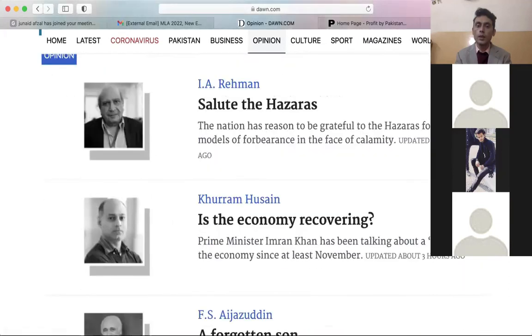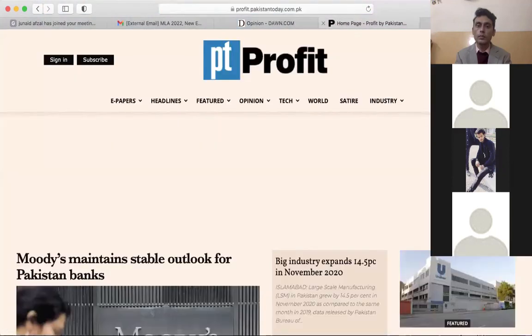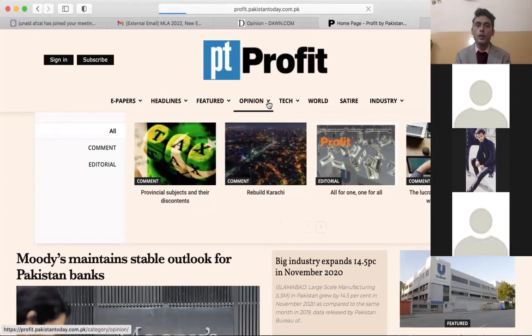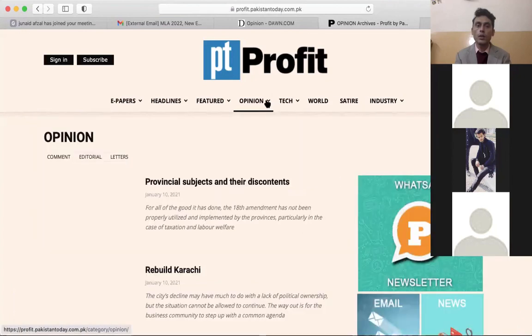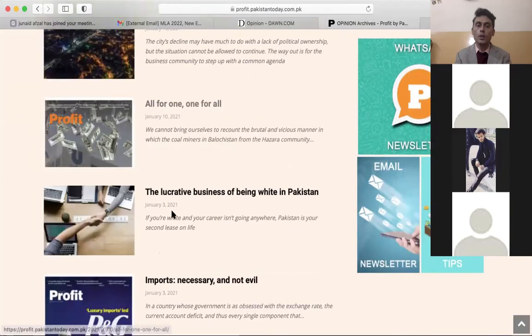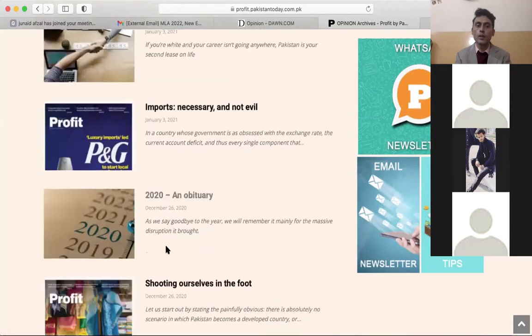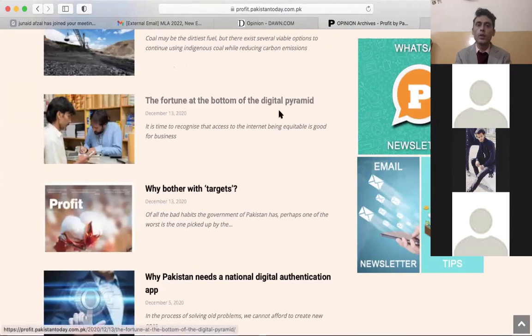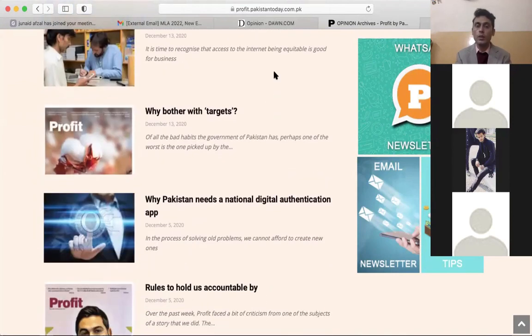Okay. Similarly, look at this one. This is Pakistan Today again. Now, this is the opinion button on it. Press it, and you find the opinion articles over here, date-wise. So, the fortune at the bottom of the digital pyramid: is the digital economy equitable? Does it serve the poor people as well? Okay, it's about that. And of course, this is something debatable.